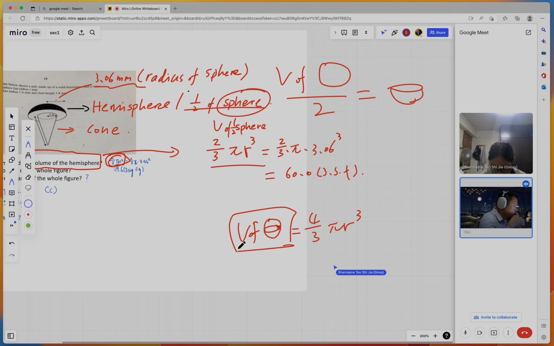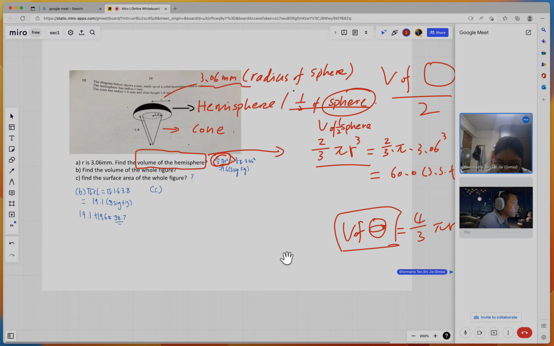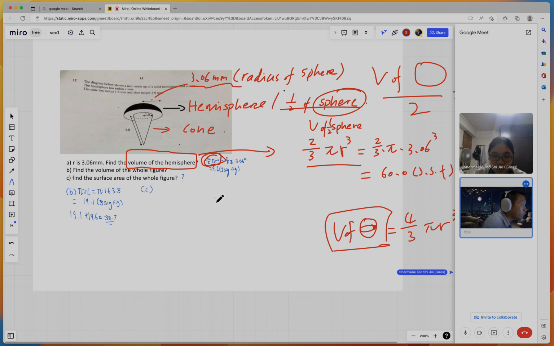So if this is the volume of the sphere, and you are asking for hemisphere, what do you do? You take the volume of the sphere. Then you divide by 2. Correct. Okay, so that's how you figure it out. So next, find the volume of the whole figure. So how do you find the volume of the whole figure?